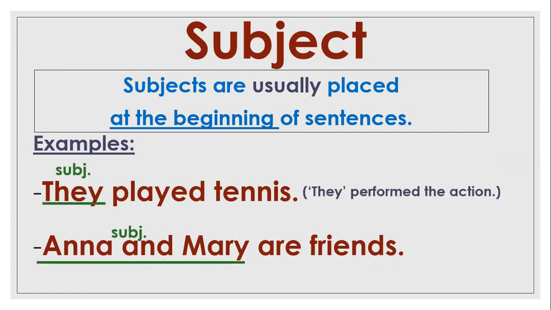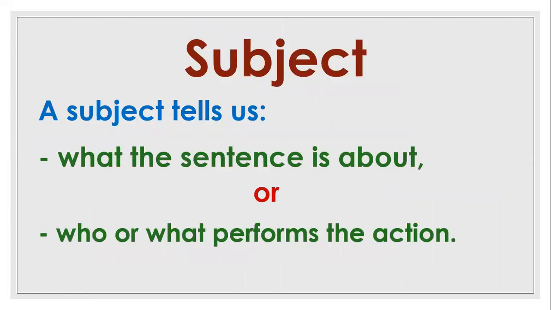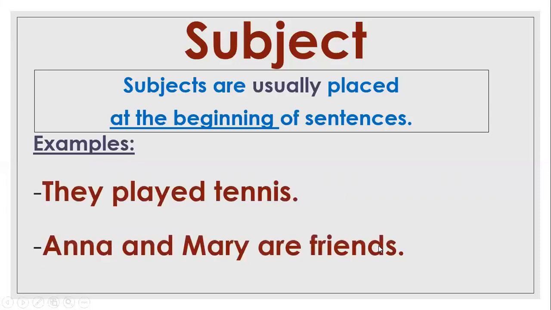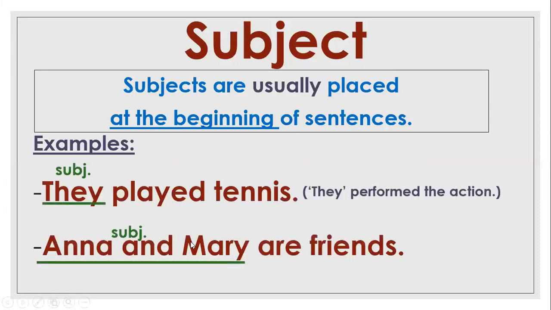And let's see about the subject. Let's see the subject of the first sentence. It is they, and they performed the action of playing. We said before that the subject is the one who performs the action. In this sentence, they performed the action. Okay.